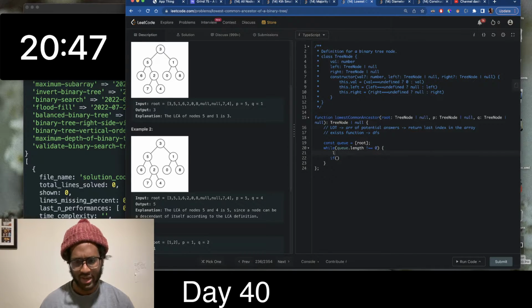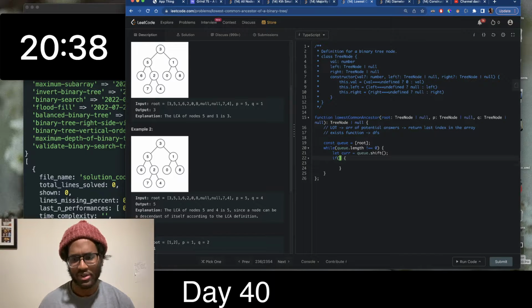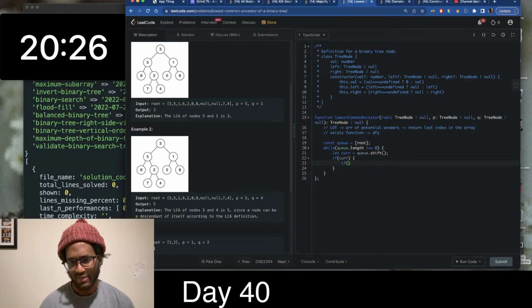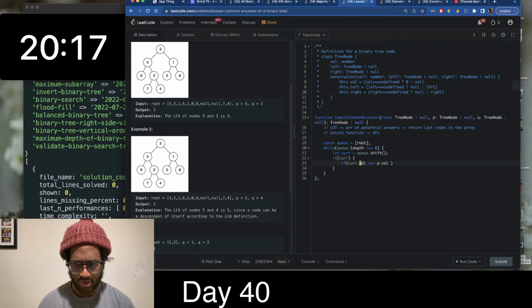we have to make sure that we pull a node off of the queue from the front. This node is going to be equal to cur. Most importantly, we want to make sure that this current value exists. And if this current value exists, then we want to check some things. The first thing we'd like to check is if cur.val equals p.val.